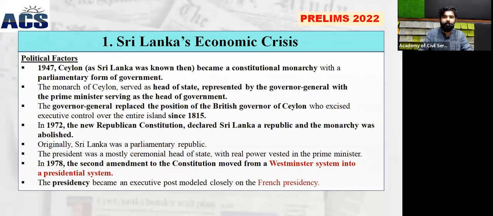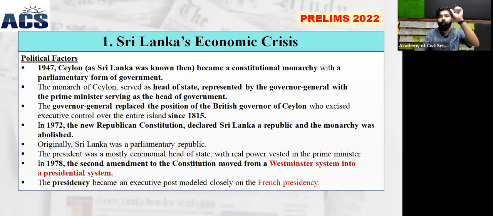And then the political factors. If you look back, how did the system of government function in Sri Lanka? In 1947, when India got independence, Sri Lanka was not completely independent at that time. It was known as Ceylon, considered a constitutional monarchy under the control of the British. The British governor of Ceylon was the Governor General, and he was the head of the government at that time. It was replaced only in 1972, when Sri Lanka declared itself a republic, and the constitutional monarchy was removed.